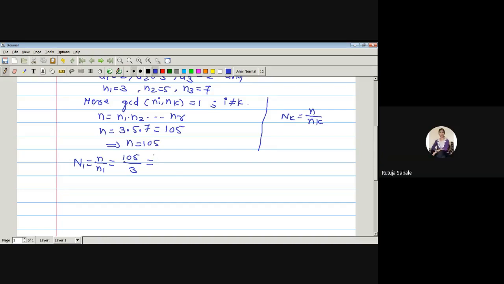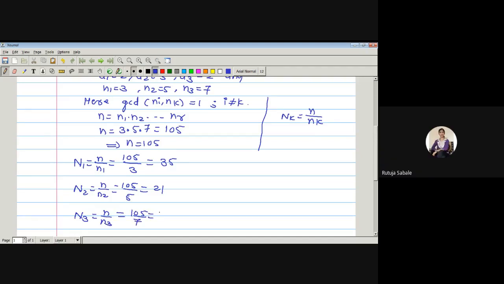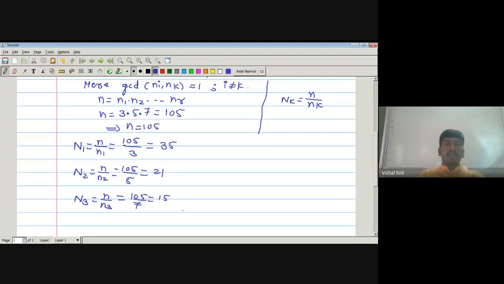Which is equal to 35. Similarly, n2 is nothing but n divided by n2, which is 105 divided by 5, which is equal to 21. And N3 is nothing but n divided by n3, which is 105 divided by 7, and which is equal to 15. So here we get the values of small n and capital N1, N2 and N3.